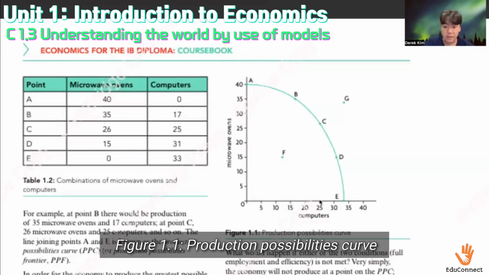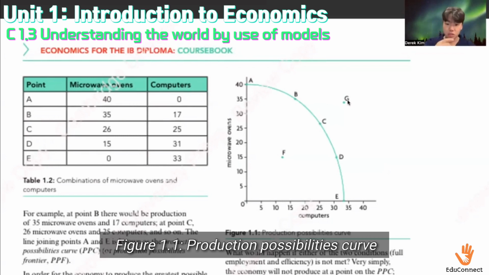Point G is outside the PPC. Now, what this means is that this point is unattainable. Technological advancements or employment increases or larger investment in factors of production. The last time, as we said, land, labor, capital, and entrepreneurship. So these factors of production and an increase in investment in these factors of production need to occur for the economy to be able to curve out here, which will make point G attainable.